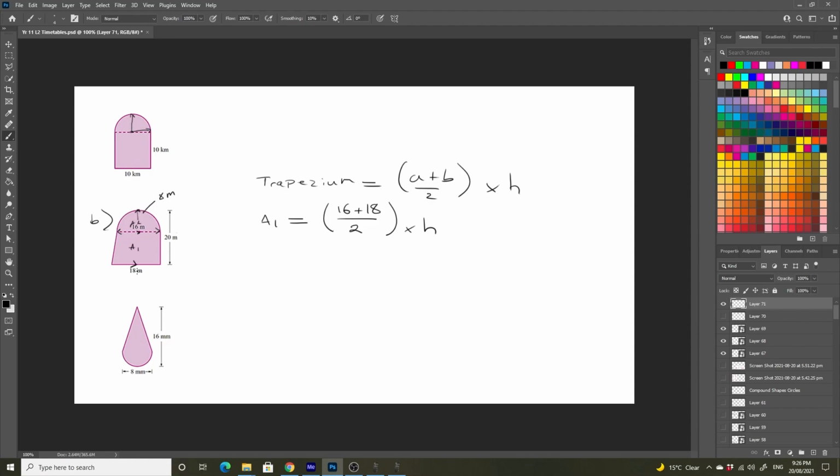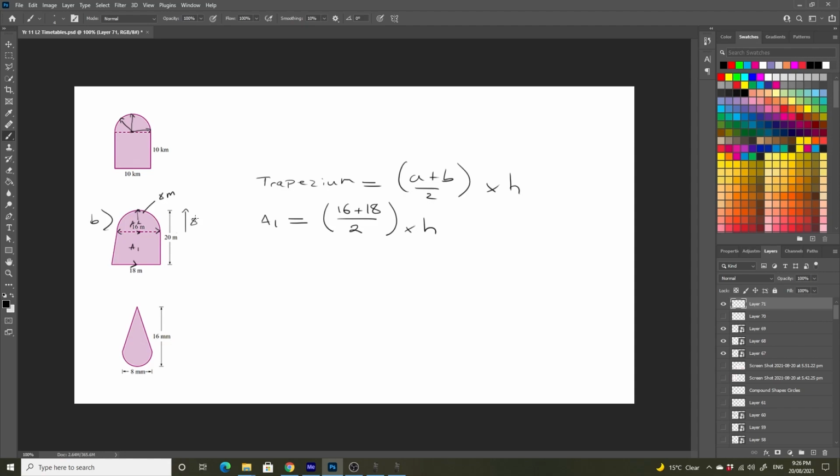8 meters, because that's the radius. Now, just remember, any point, any direction, from the center of the circle to the circumference is going to be equal to the radius. And this is the diameter. We divide it by 2, we get 16 over 2 is equal to 8. Right?